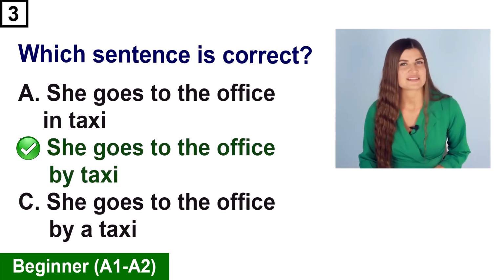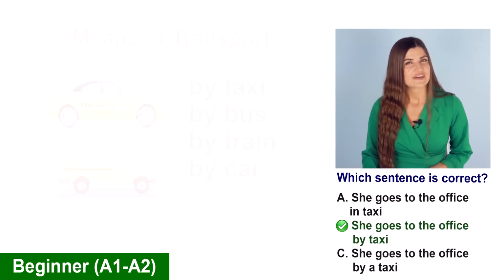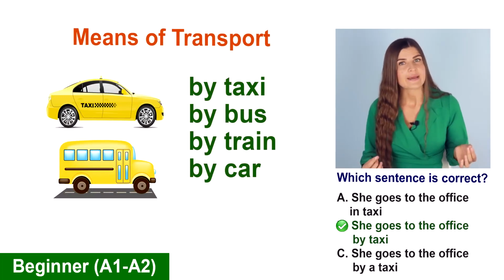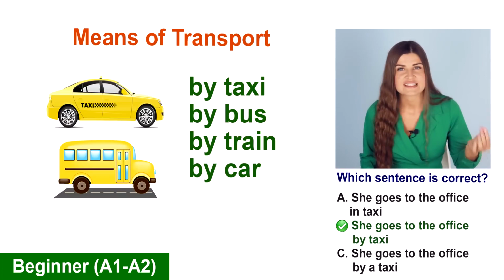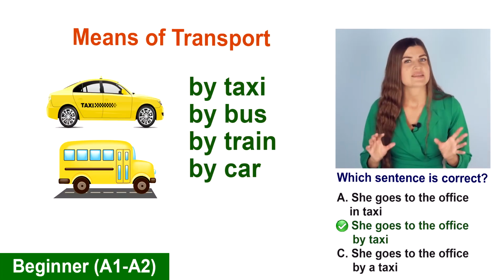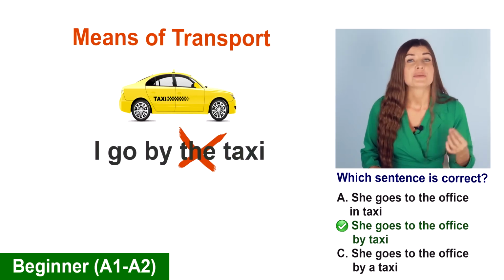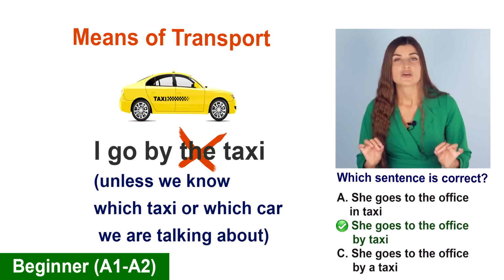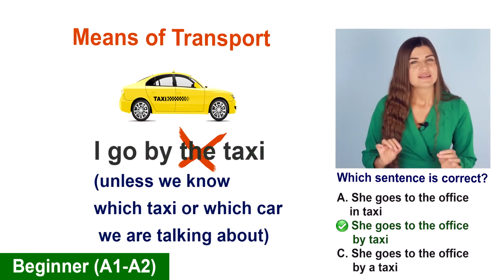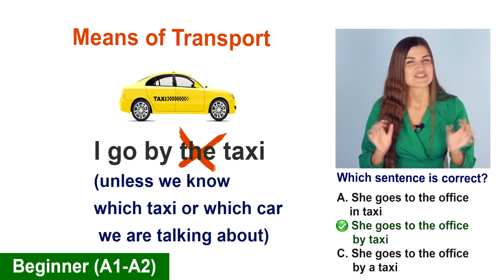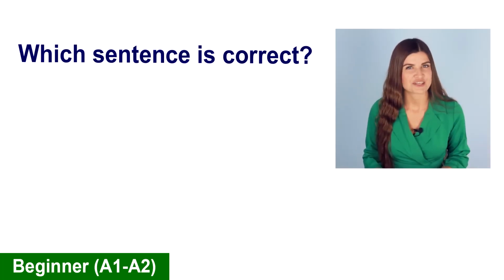She goes to the office by taxi. When we are talking about the means of transport, a taxi, a bus, a car, a train, we use by bus, by train, by taxi. Another important thing is we never use the article the before means of transport. So please remember, we never say I go by the taxi unless we know which taxi or which car we're talking about.